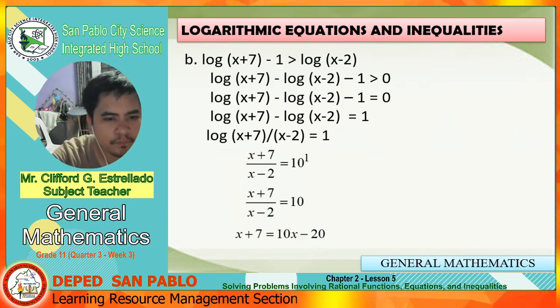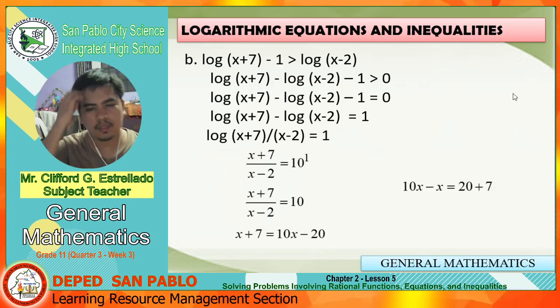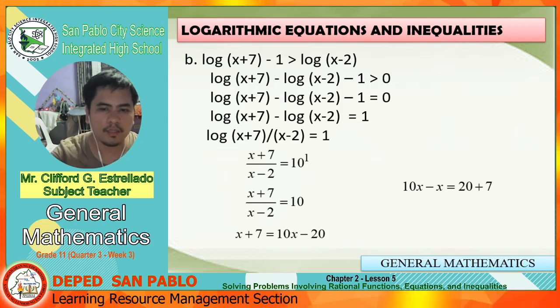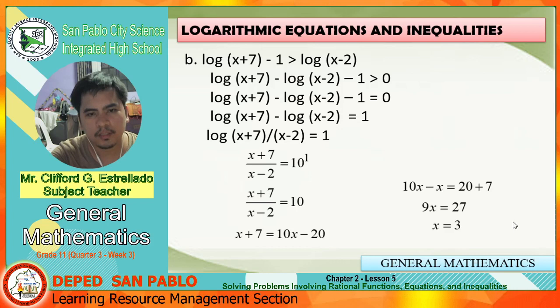Then, subtract 10 on both sides. Or pagsamahin sa kabila yung lahat ng may x, kabila naman yung constant. So, we have 10x minus x is equal to 20 plus 7. So, we have 9x is equal to 27. And x is equal to 3. Okay?